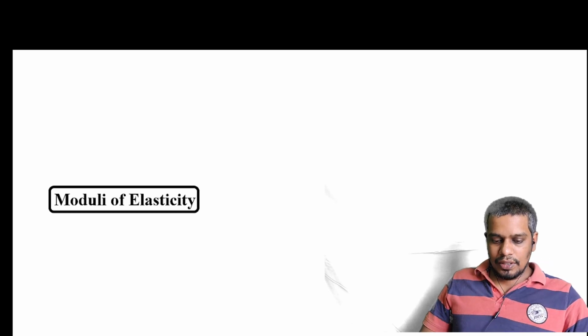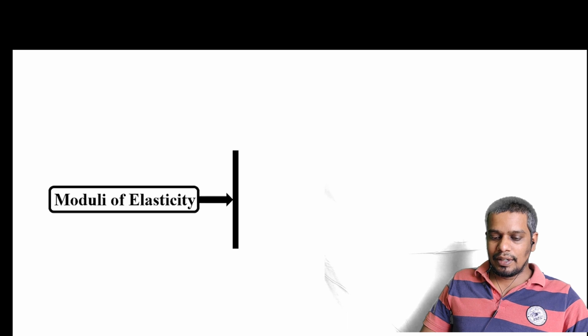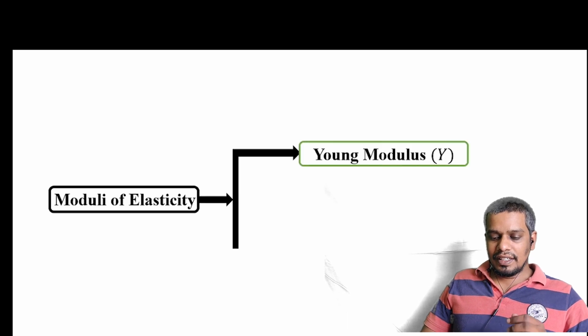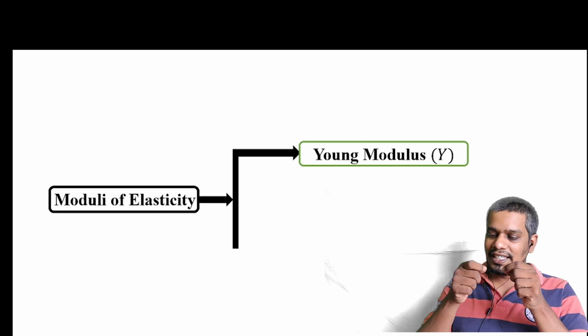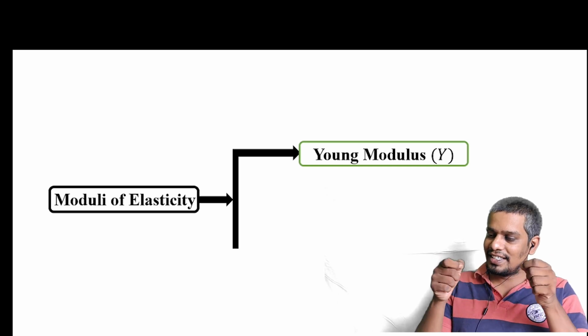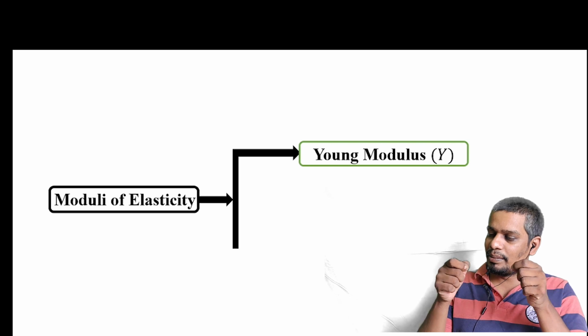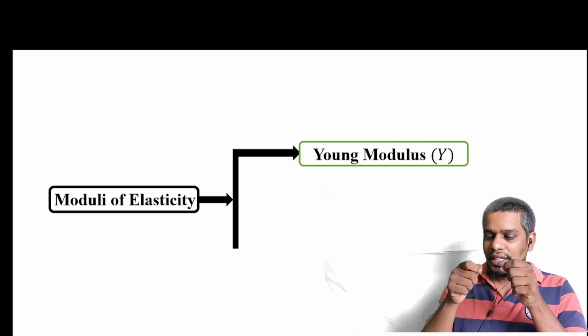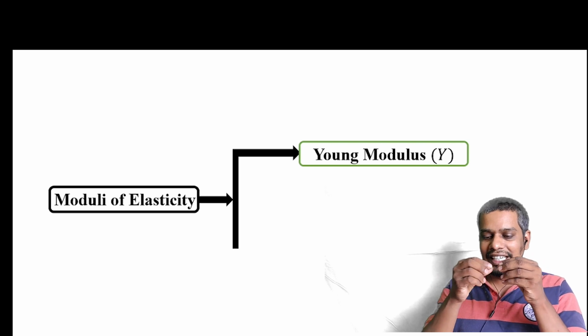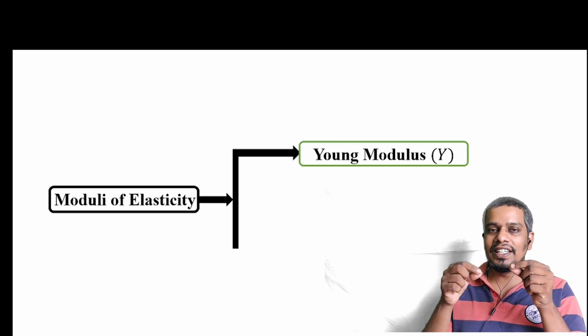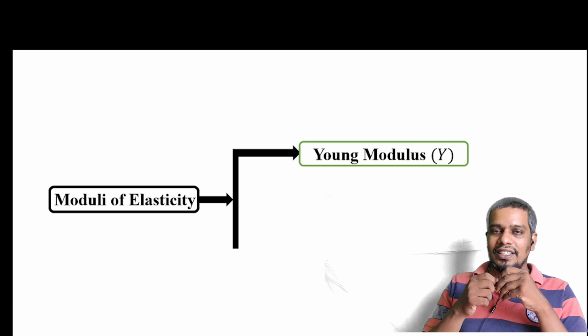The first one, if you look at the moduli of elasticity, is the Young's modulus. Because if you take a wire and stretch it, it will stretch linearly, and it will compress linearly. So it will obey Hooke's law. This kind of linear stress and linear strain, we connect using the Young's modulus.